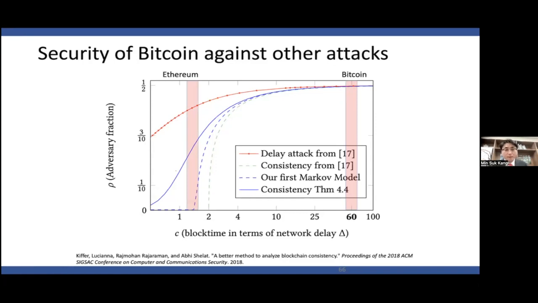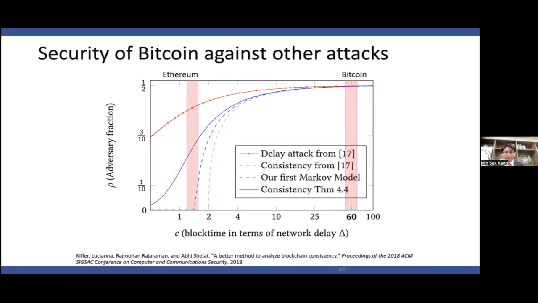Look at Ethereum. In Ethereum's case, it's about 1 point something. Why? Because Ethereum's average block time is about 12 seconds, and network delays for Ethereum and Bitcoin are the same, because they are using the same internet. So the block time in terms of network delay is only about 1 point something, and at this point, if the attacker is mounting a delay attack, the attacker will need slightly more than 40% of the mining power in the system to subvert or to change some values in the network.